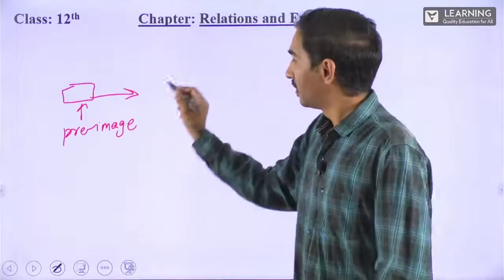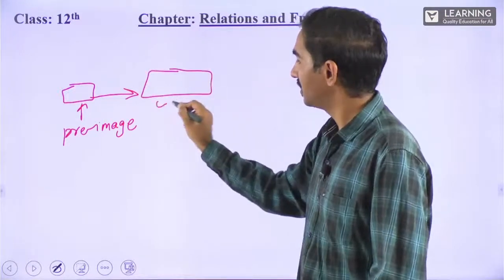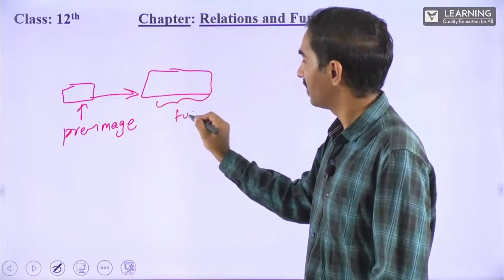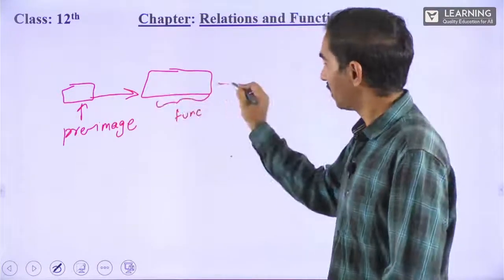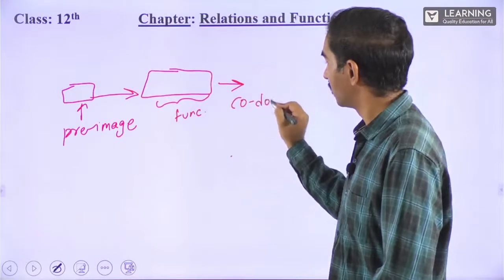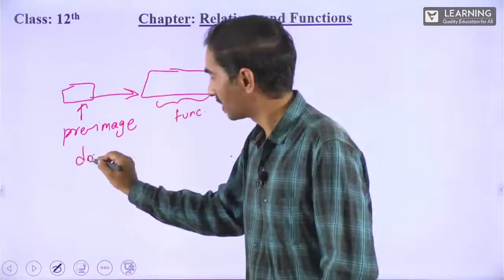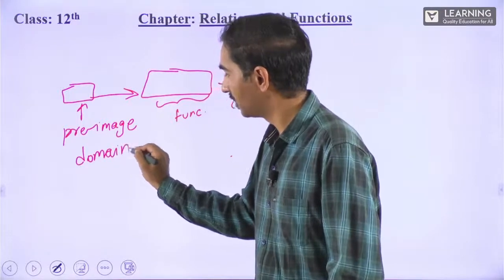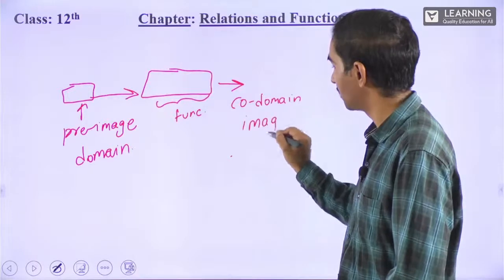Okay. Whatever process was happening in this box is called a function. And whatever output we got here is called the codomain. The input is called the domain as well. Domain is nothing but input. Codomain is output, and this is also called the image.